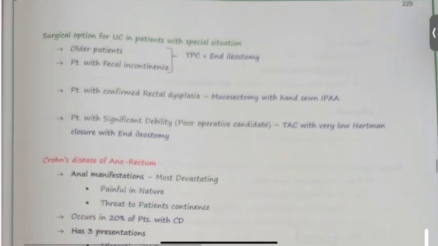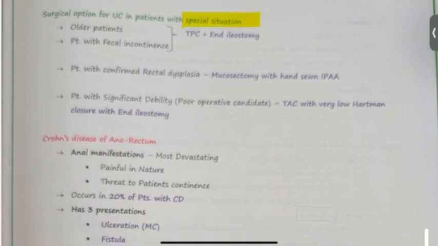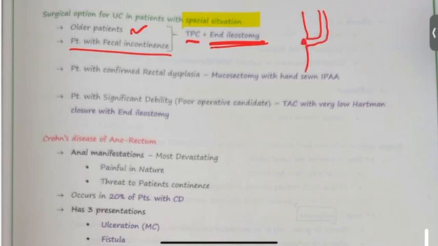Okay, surgical option for ulcerative colitis in patients with certain special situations: if the patient is an older patient and if the patient has fecal incontinence, then we'll just go for total proctocolectomy and end ileostomy. Instead of creating a pouch, we'll just do end ileostomy. Whatever ileum is remaining, the end portion is brought out to the outer abdominal wall. So a stoma is created and a bag is put. Whatever feces come will collect in this bag. This can be discarded. That is why it is called an end ileostomy. We discussed three types of ileostomy, and while discussing I had also told that we'll use this in case of ulcerative colitis: end ileostomy, loop ileostomy or double barrel. So this is a type of end ileostomy which is used in case of ulcerative colitis in old patients with fecal incontinence.